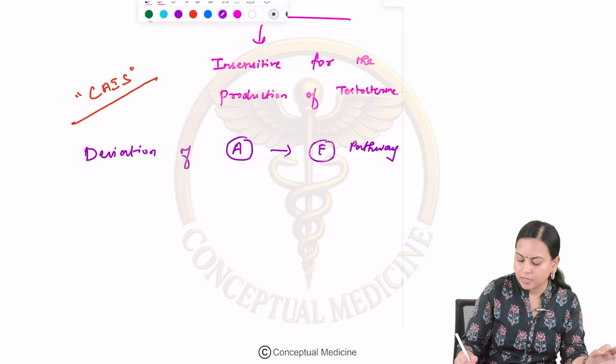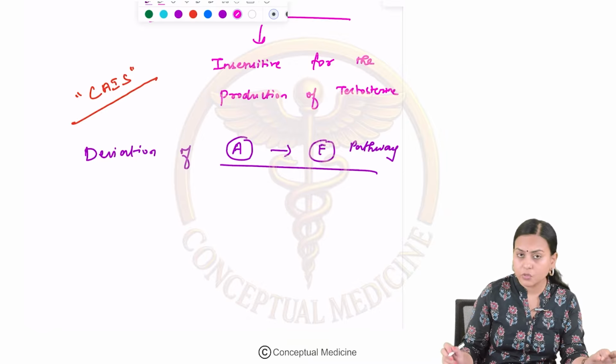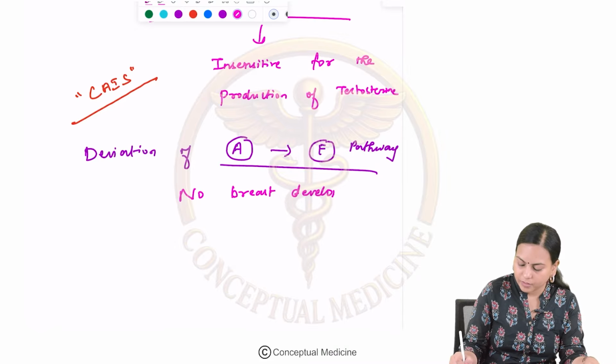Okay, so this pathway is not going to happen normally in these people. So, there is no subsequent breast development. Clear?